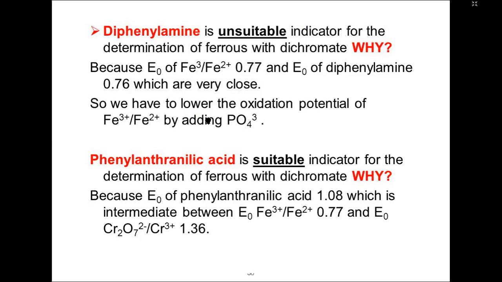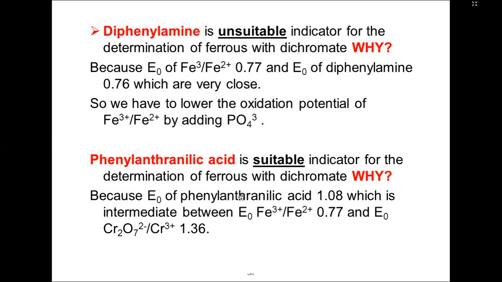If you use a different system, this might be Fe 3+. So if you use phosphoric acid, for example, as a solvent, then the value of this will get lower. If you lower the value of iron, then the difference will be higher. Since the difference will be higher, it will be a suitable indicator. Okay. However, the other indicator is suitable.